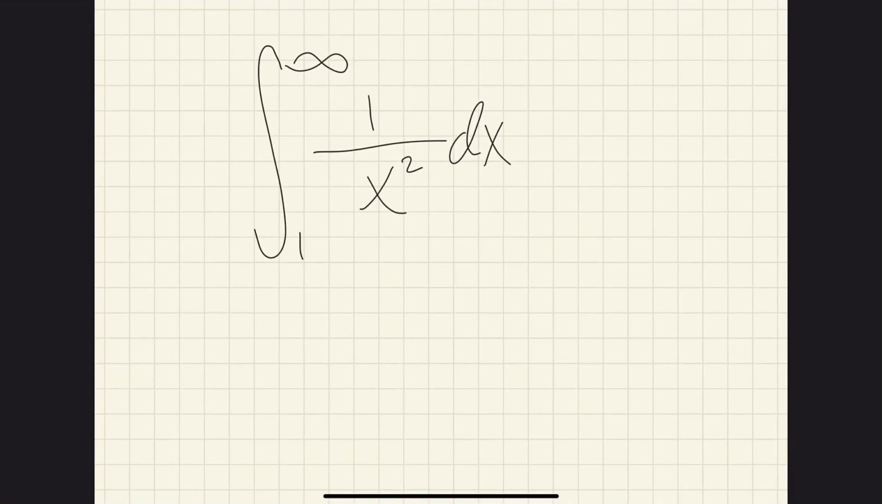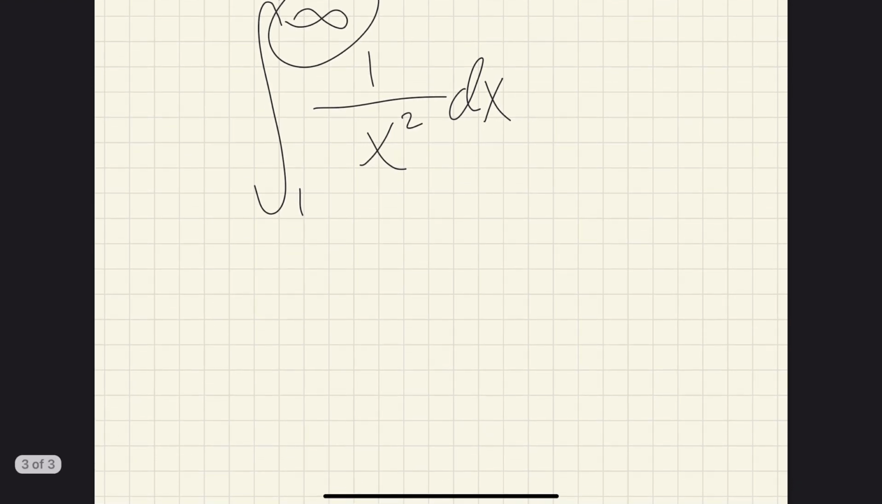Hello. Today we are covering improper integrals. These are integrals that involve an infinity of some kind. So in this case, we have an infinity as the upper bound.